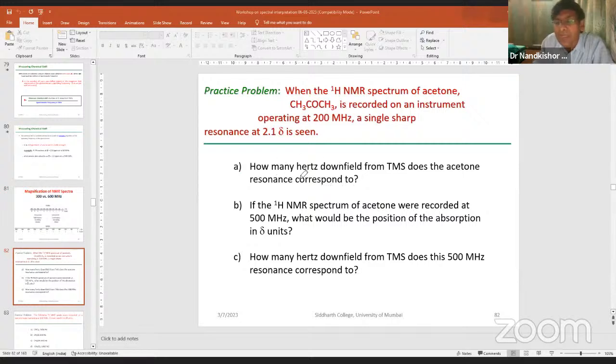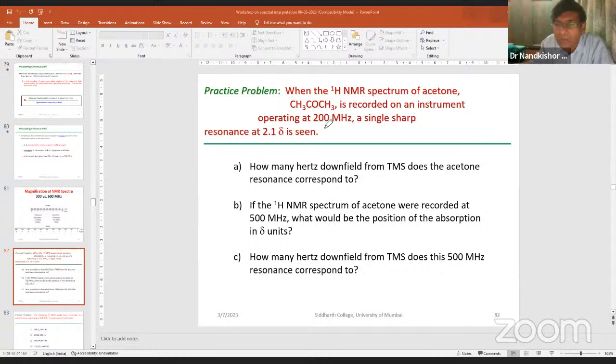Iska matlab kya ho raha hai? The meaning is very simple. Whatever delta value we have given over here, 2.1, with the instrumental frequency of 200 megahertz, they have asked to convert this delta into hertz. So hertz is the observed frequency, delta is the converted frequency, and the instrumental frequency is 200.